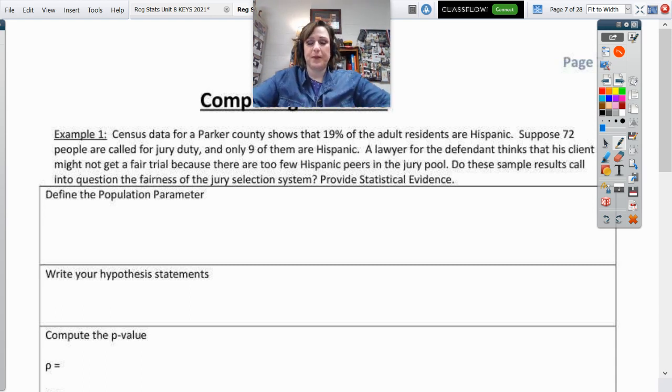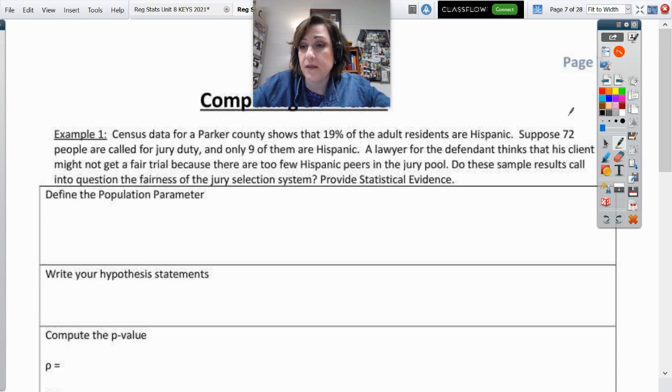Here's our first example. So here we have census data for Parker County. It says that 19% of the adult residences in Parker County are Hispanic. So suppose that 72 people are called for jury duty, and only 9 of them are Hispanic. A lawyer for the defendant thinks his client might not get a fair trial because there are too few Hispanic peers on the jury. Do these sample results call into question the fairness of the jury selection system?